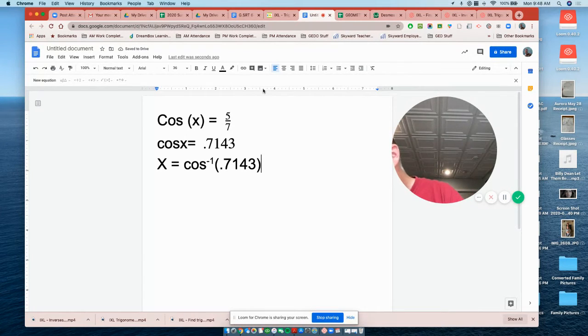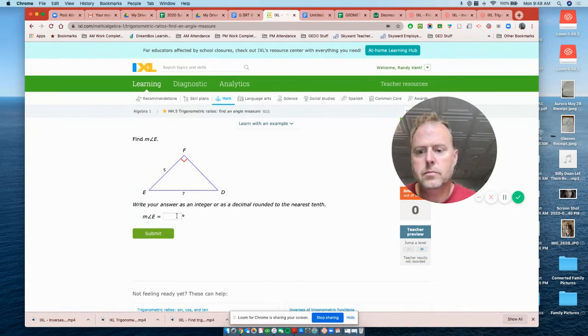So I'm going to do second cosine, or you've seen what it is on Desmos. So cosine inverse of 0.7143. And I get 44.41. Let's see if they want it to the nearest hundredth or tenth. They want it as a nearest tenth, so that'd be 44.4.